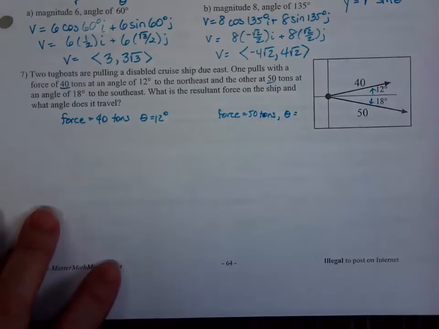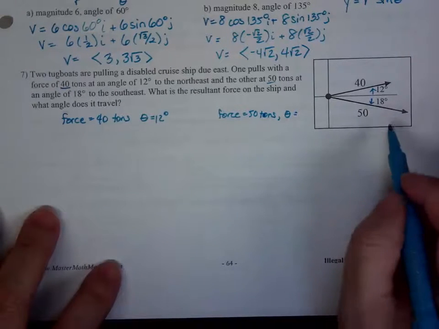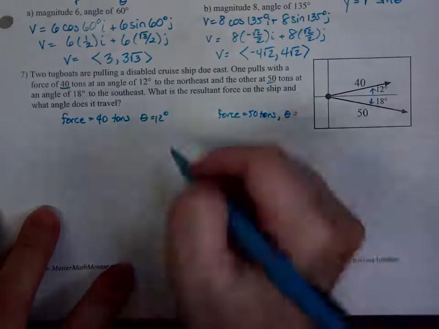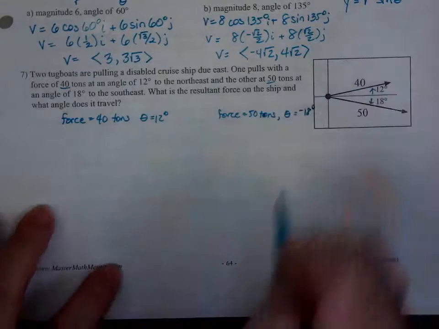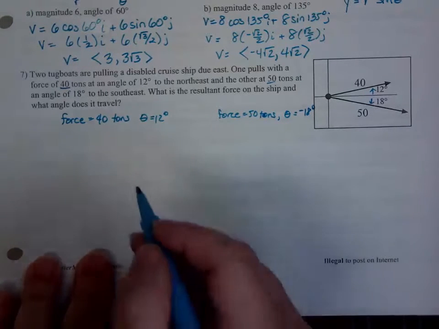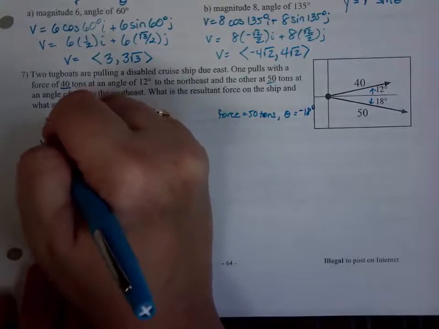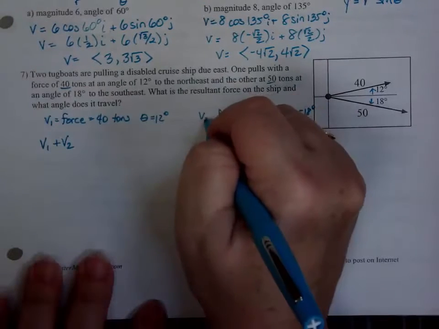If it says 18 degrees to the southeast, what do you notice about this angle? If you were talking about the unit circle, it would be negative. So when I write it, I have to write it as a negative angle. It is negative 18 degrees. Does that make sense to everybody? Especially by looking at the picture. Okay? So I want to find V1 plus V2. So we're going to call this one V1, this one V2.